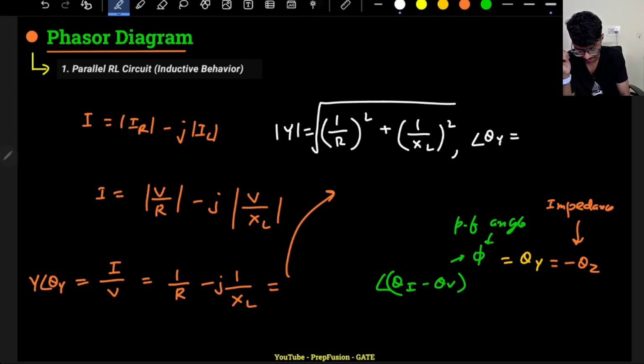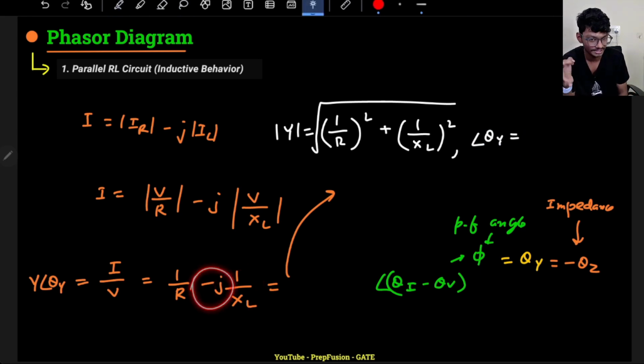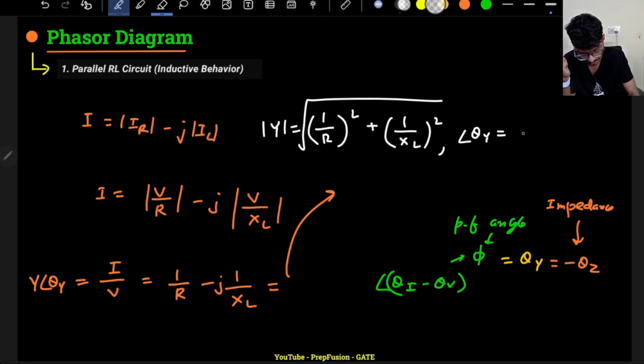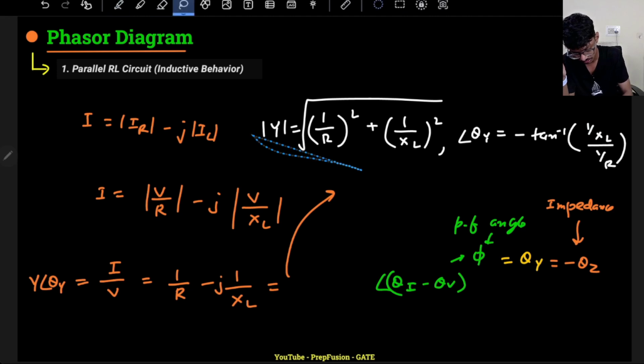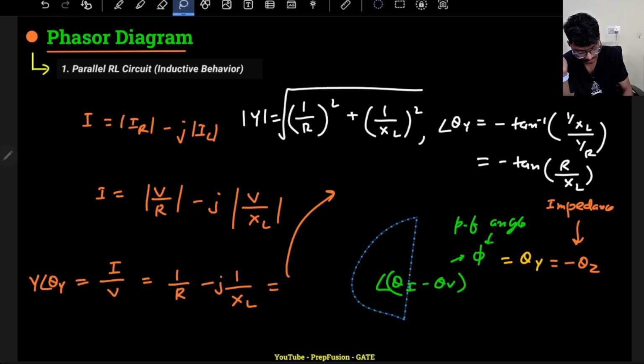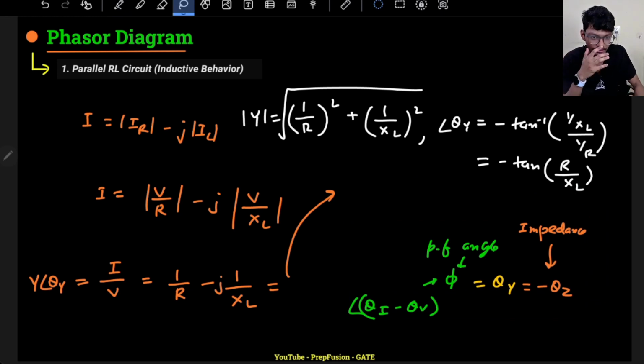Now, in which quadrant is this? The fourth quadrant, because y is negative and x is positive. So the angle will be the same as the power factor angle or the current angle. It will be minus tan inverse of y upon x. Y is 1 by XL, x is 1 by R, so it will be 1 by XL upon 1 by R. Ultimately it comes out to be minus tan inverse R by XL. Previously, if you remember, in the case of a series circuit, it was XL by R.